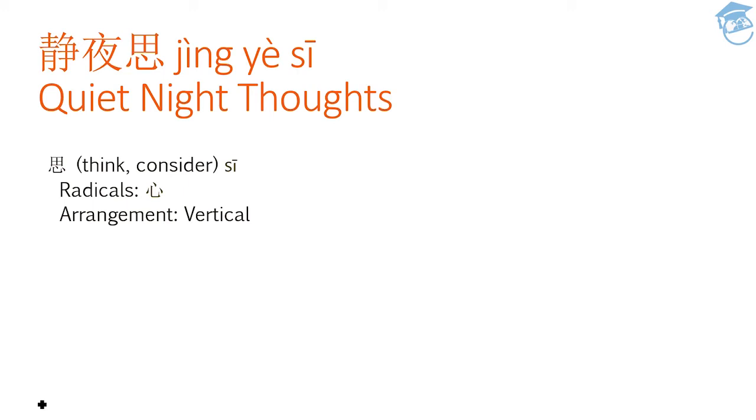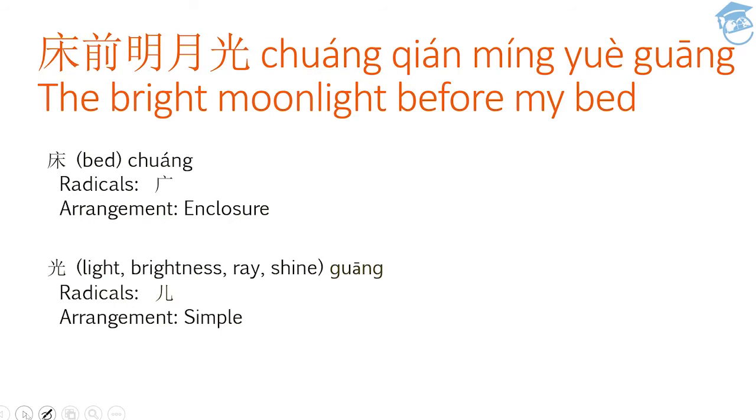So let's go to the first verse. Again, this poem, the structure is 5 words in a verse and 4 verses in one poem. So it's the same as the last poem that we learned. So the first verse, 床前明月光, it means the bright moon light before my bed.